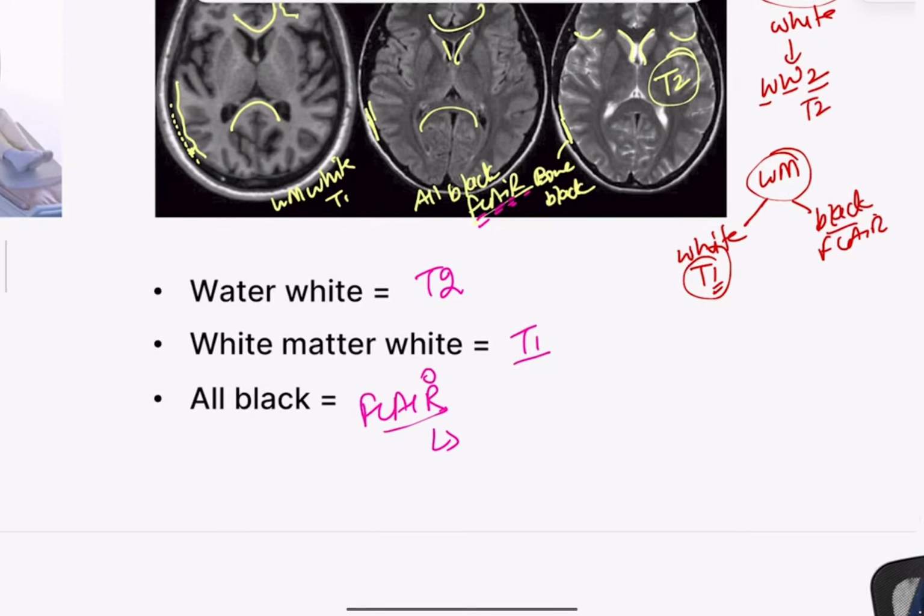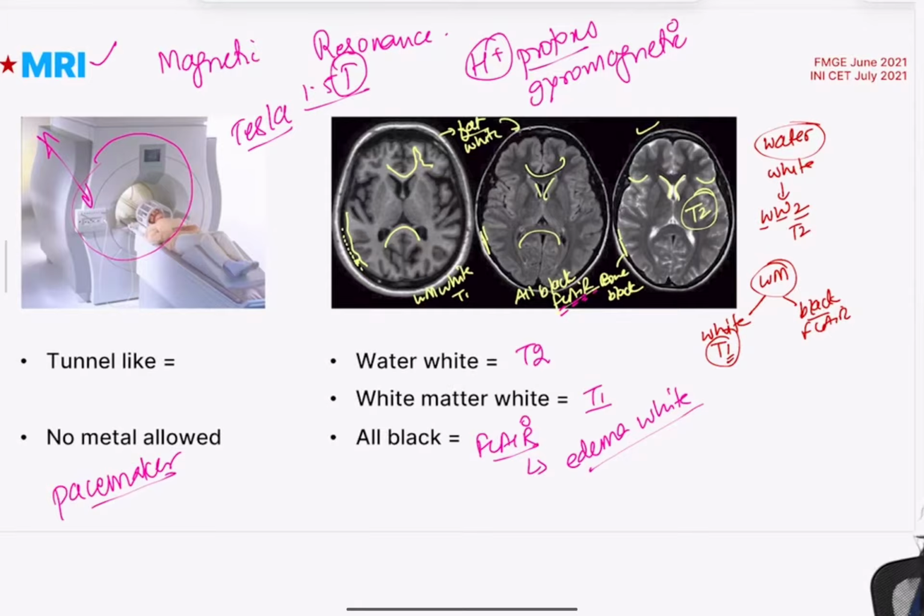So in FLAIR, if it is pathological edema, that is what appears white. So that is why to pick up that brain edema, brain pathologies, FLAIR is a good investigation. The rest of the sequences, MRI sequences like DWI, SWI, we have discussed in neuroimaging.